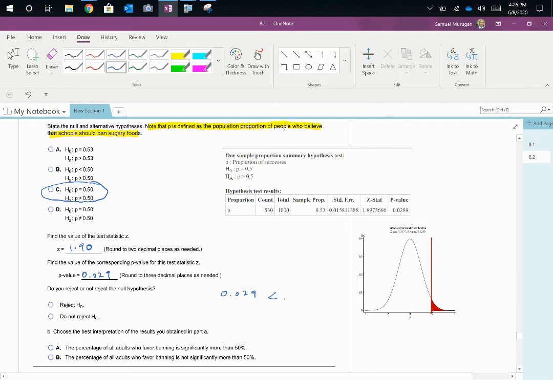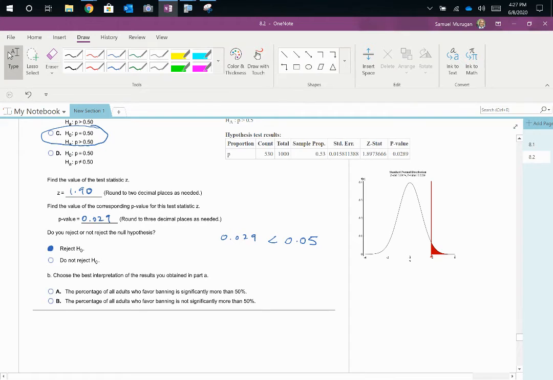So this is less than 0.05, which means we reject the null hypothesis. Whenever it's less than, we reject. So the percentage of adults who favor, in other words, since we rejected the null hypothesis, we're going to agree with the alternative hypothesis that the percentage of adults who favor banning is significantly more than 50%.